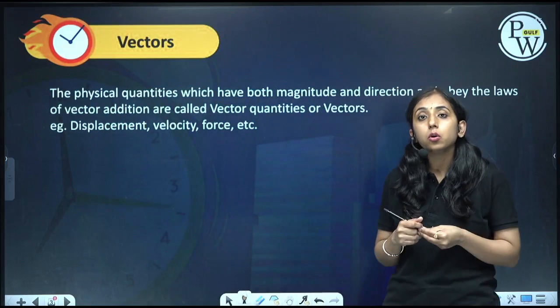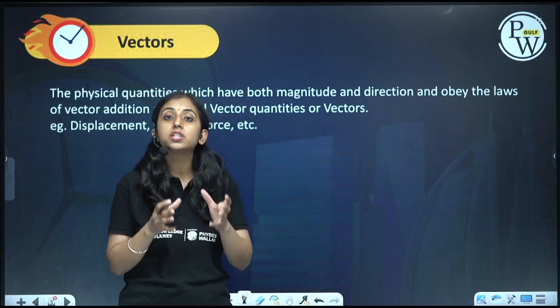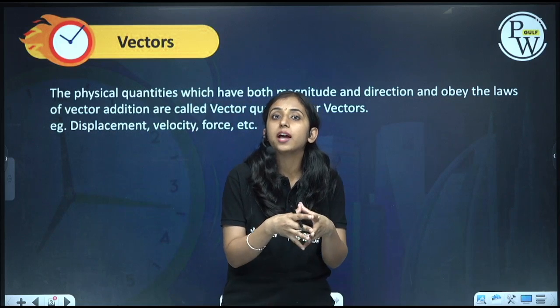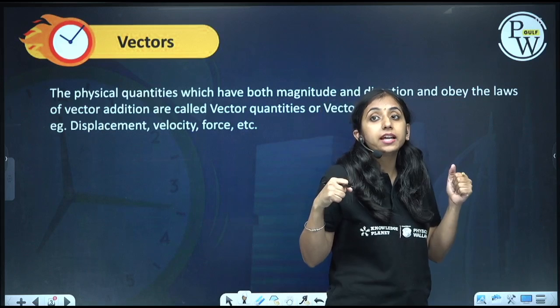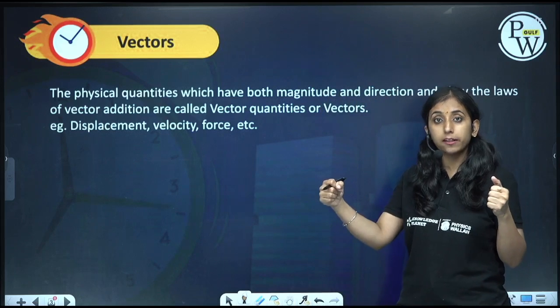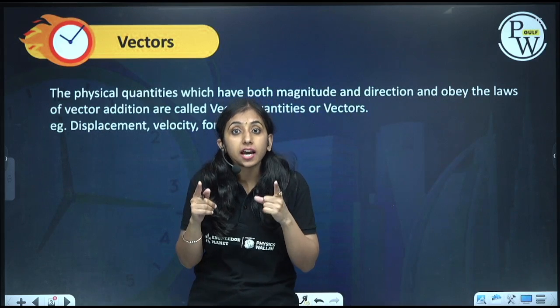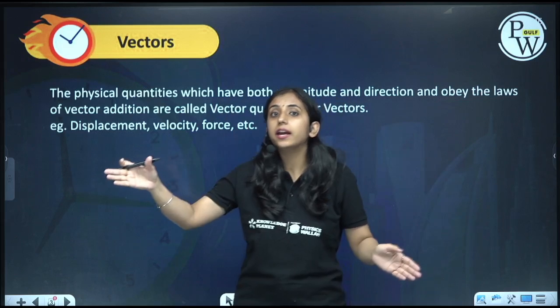So as we all know, till now we have studied scalars. Scalars are just numbers which have only a magnitude. They do not tell us anything about the direction. If I say a distance of 4 meters, it is telling me that I have covered a path length of 4 meters, but it's not telling me in which direction I have covered this path length, whether I went like this or went like this.